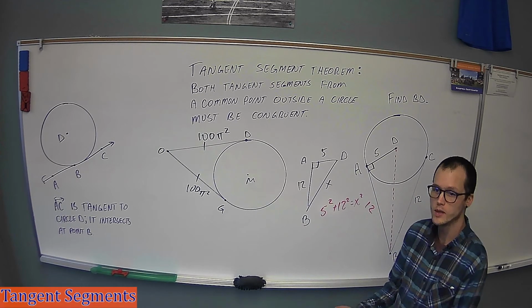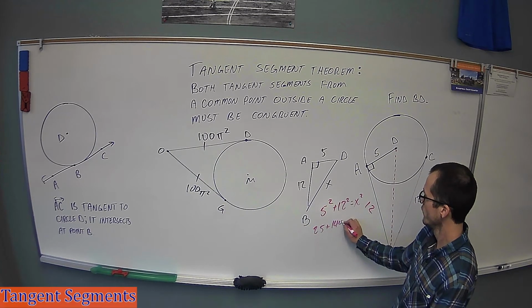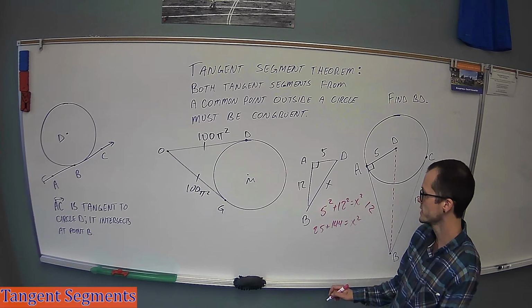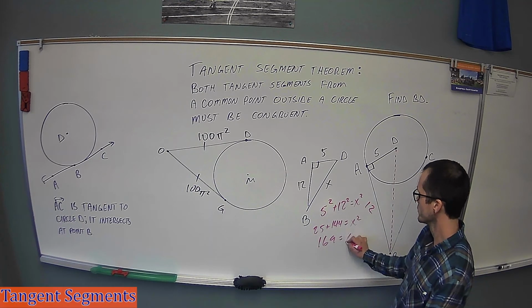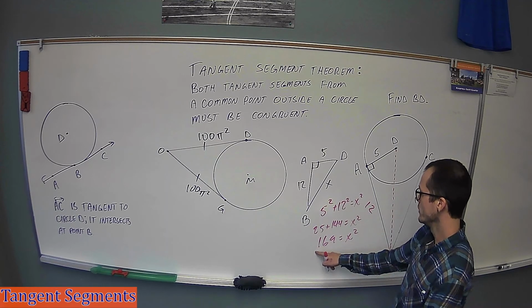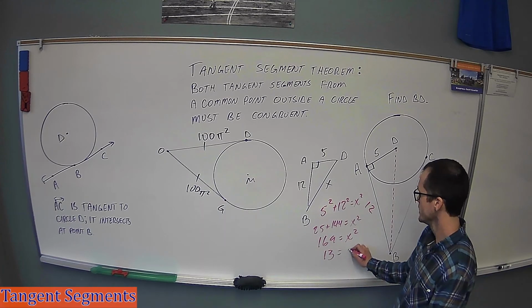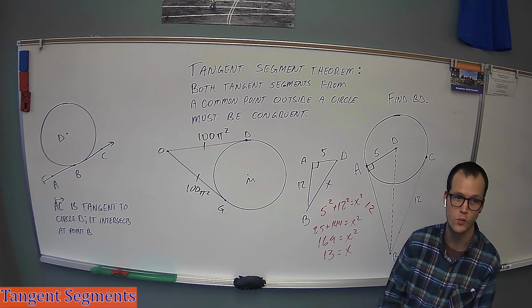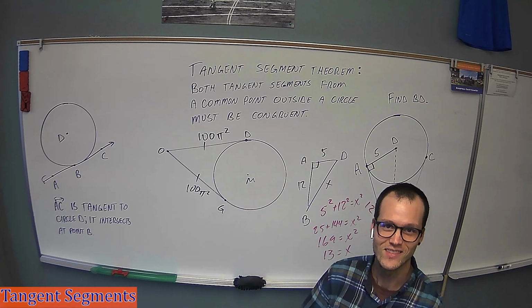All right, I'm going to zoom through this and we're done. 5 squared is 25. 12 squared is 144. X squared is still X squared. The sum of these two numbers is 169, equals X squared. And I know that the square root of 169 is 13. So 13 equals X after I take the square root of both sides. There it is. Tangent segment theorem. You got it.